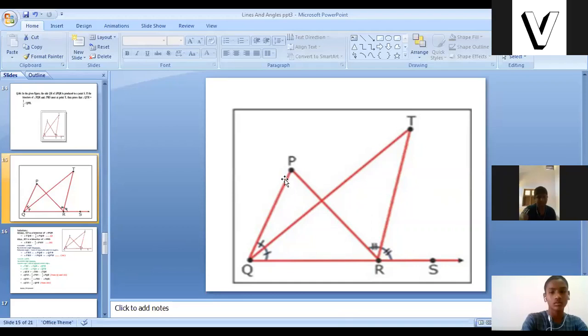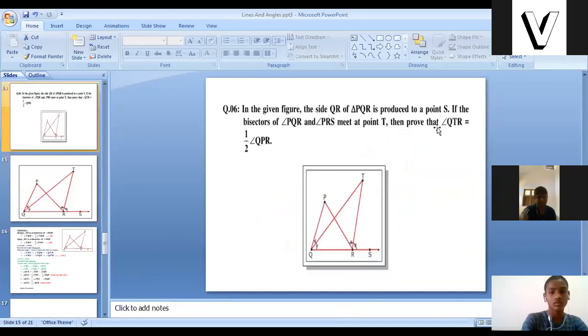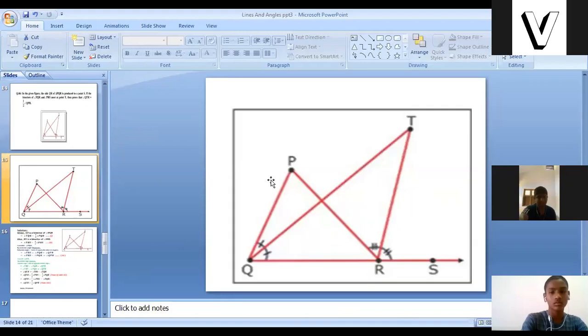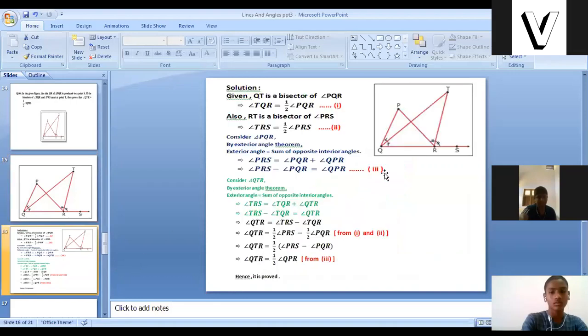Okay. Now what are they asking us to prove? They are asking us to prove something about the angle formed here. What is that angle? QPR. They are asking us to prove that angle QTR equals half of angle QPR. That is, the angle formed here, angle QTR, equals half of angle QPR. But how to solve this? How to prove this? Now, I'll just show the solution, children. Now you'll get it.